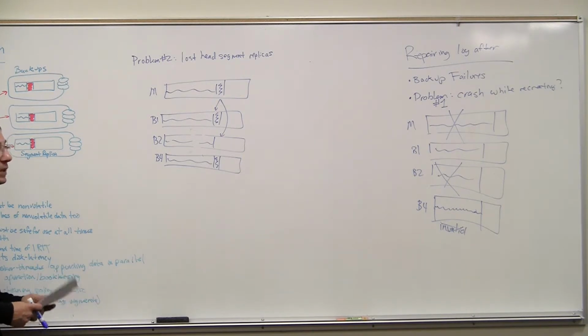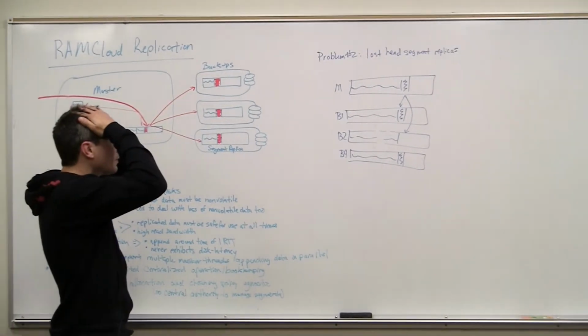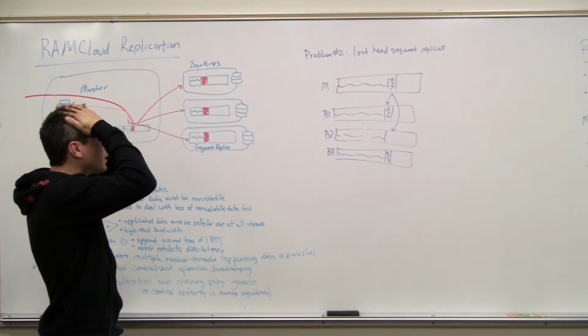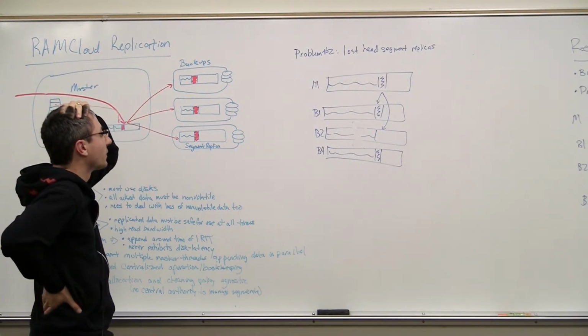All right, so basically, close the segment at the offset. And then move on to the next segment. That way you know all the replicas are valid and consistent. Even if B2 springs back to life, it's got the same data.